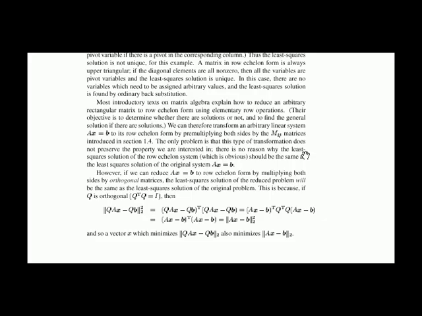In fact, here's the proof. If you multiply both sides of AX equals B by orthogonal matrix Q, the norm of the error is the same as the norm of the original error. So multiplying by Q matrices doesn't change the least squares solution. So if you can reduce your AX equals B system down to row echelon form using Q matrices instead of M, then you can find the least squares solution easily then.